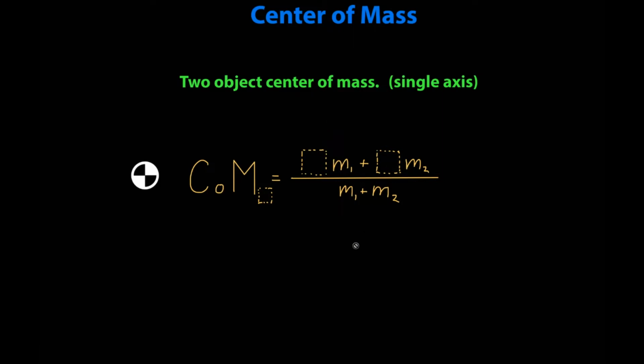Well, what goes in those boxes? The answer to that question is any vector. Position can go in the boxes. Displacement can go in the boxes. Velocity can go in the boxes. Acceleration can go in the boxes. Any vector that is directly related to these two masses can go in the boxes. The two most common are going to be position and velocity.